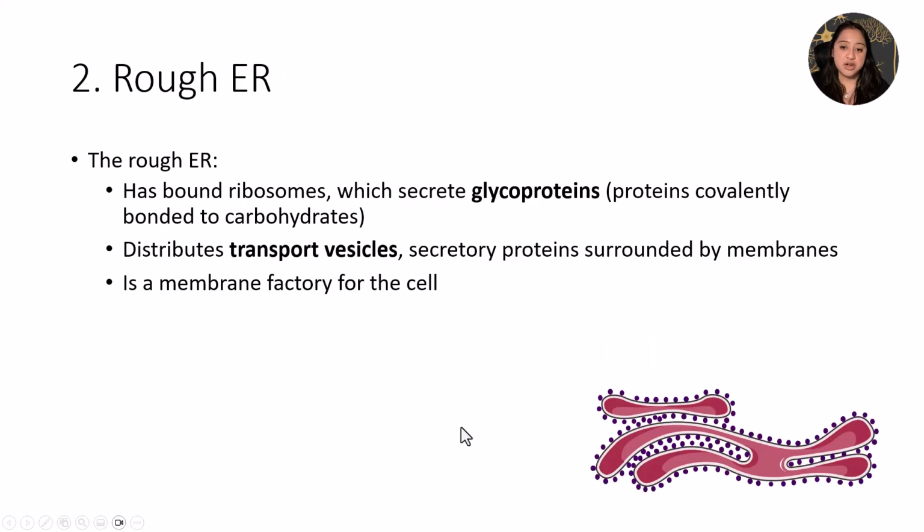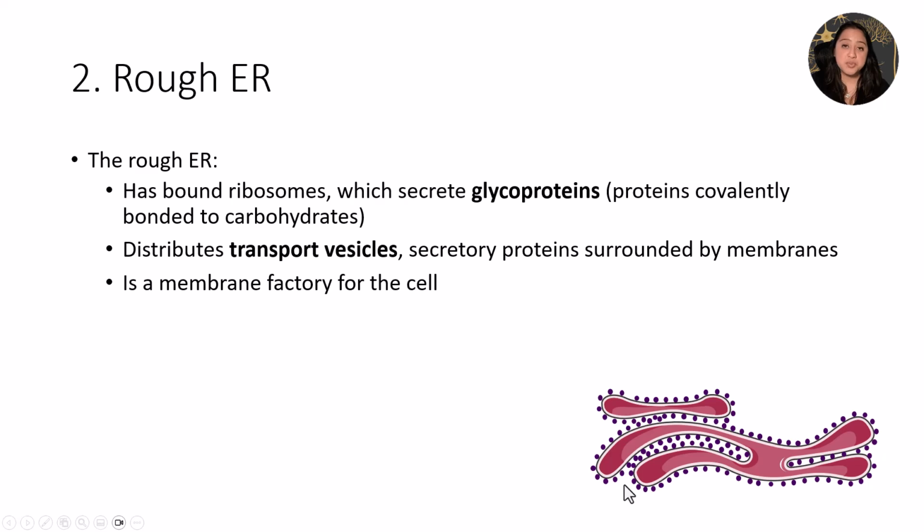And then the rough ER, because it has the ribosomes, it's part of making proteins. So the rough ER has the bound ribosomes, and will secrete glycoproteins. So these are proteins that are covalently bonded to carbohydrates. So if you see the prefix glyco, that usually has to do with carbs. So glycoproteins have a carbohydrate stuck on. And these also secrete transport vesicles, so they'll secrete proteins surrounded by these membranes and these little transport vesicles, kind of like a little transport vehicle.